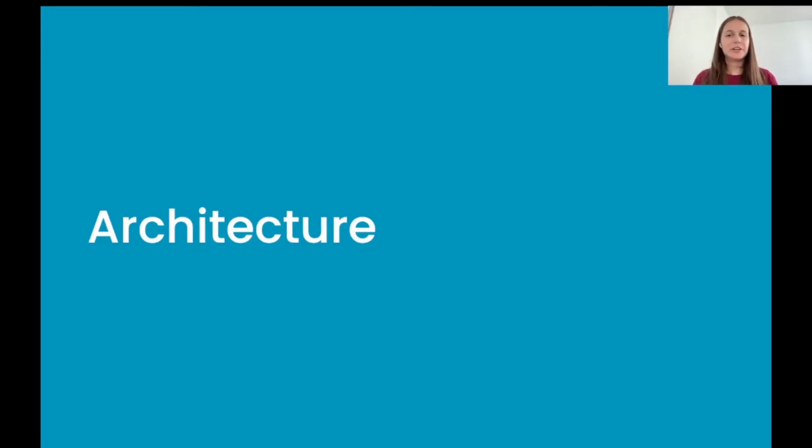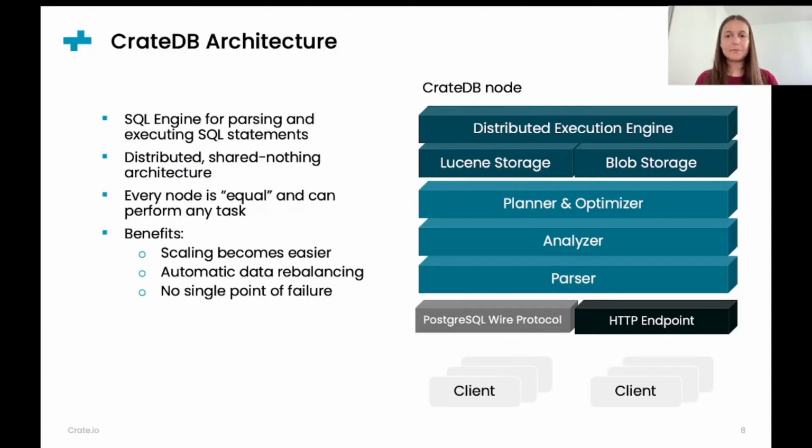Now that you got a very first impression about CrateDB, let's take a look at the main architectural details. The core of CrateDB is a SQL engine that takes care of parsing SQL statements and executing them in the cluster. The image on the right side shows the main components of a CrateDB node. The client communicates with the CrateDB node through the Postgres wire protocol or HTTP endpoint.